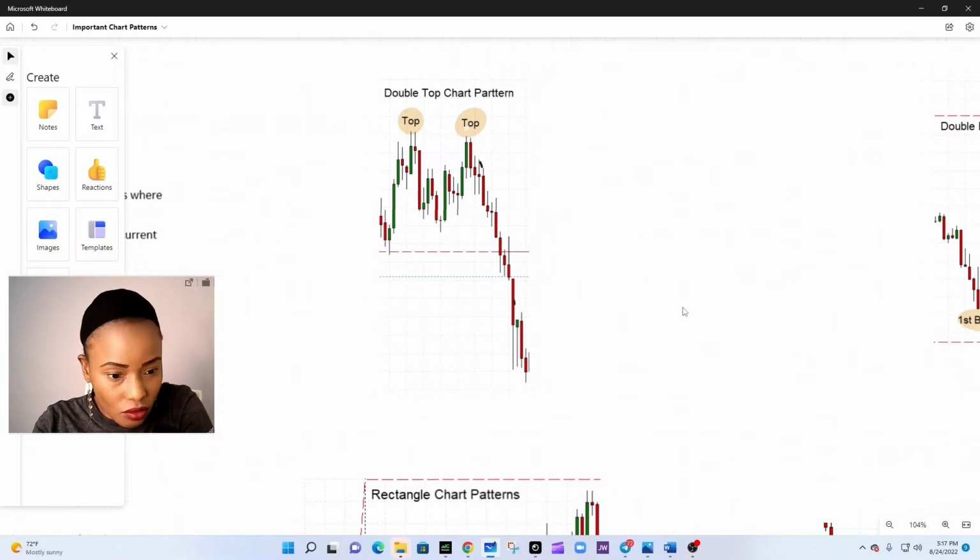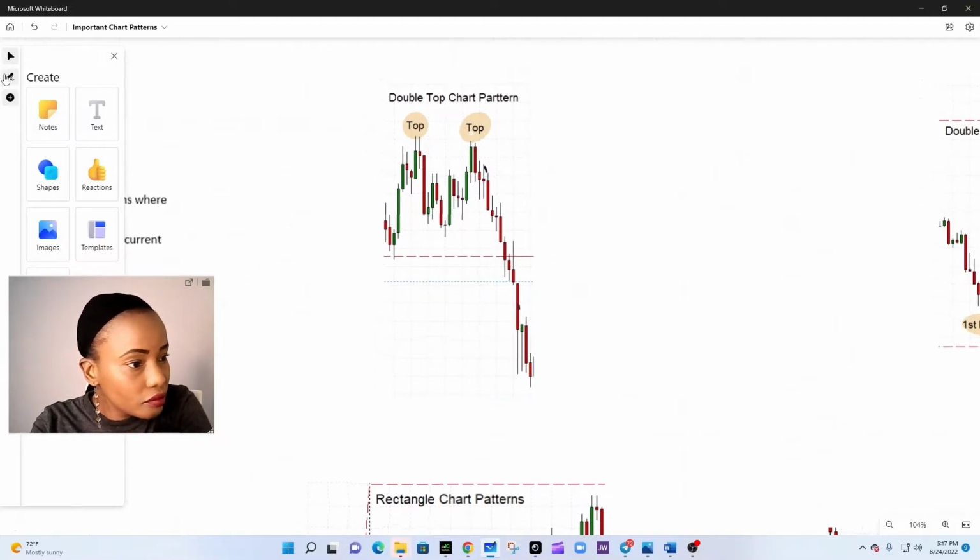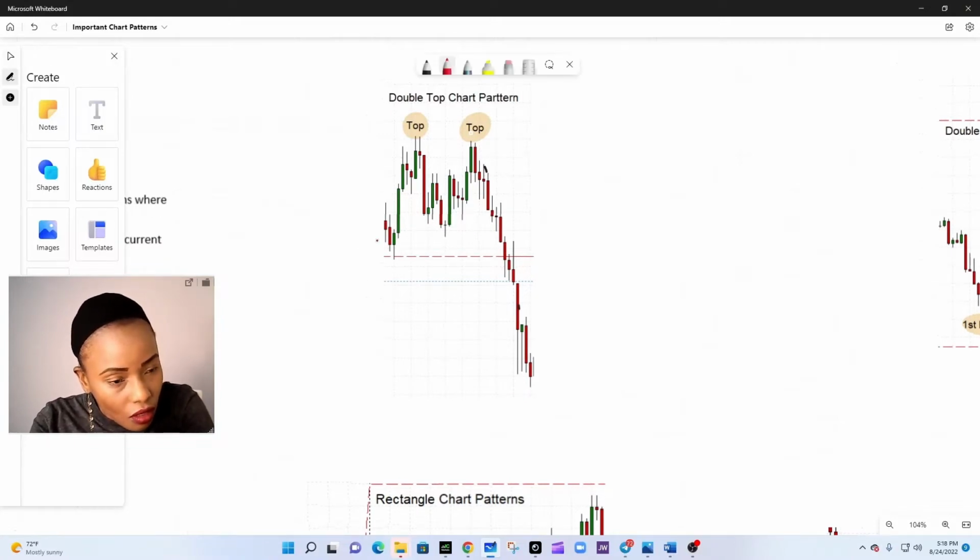Yeah, so here we are. This is our double top market structure. As you can see, this is called a double top chart pattern, which you will identify in a market structure.